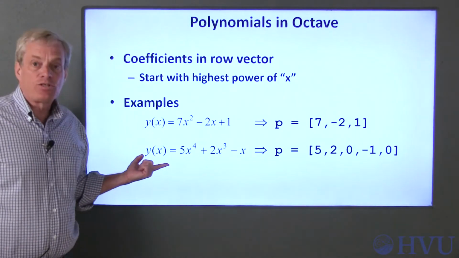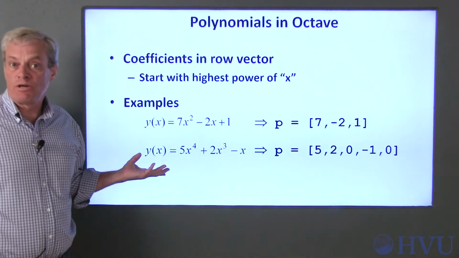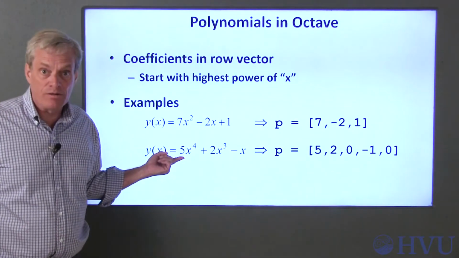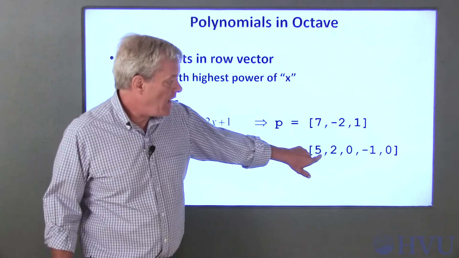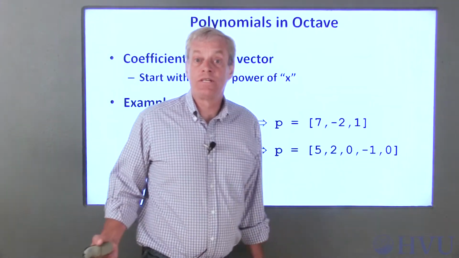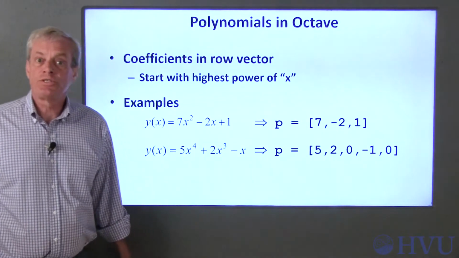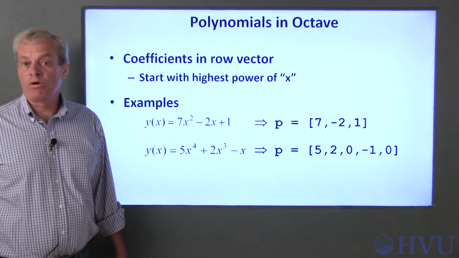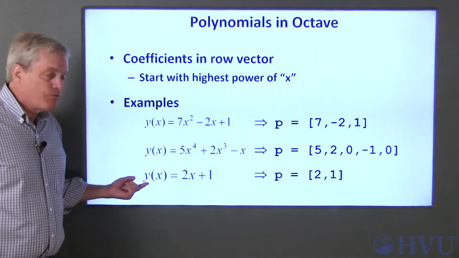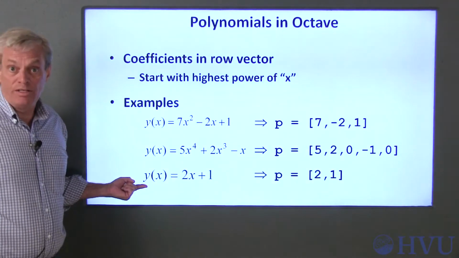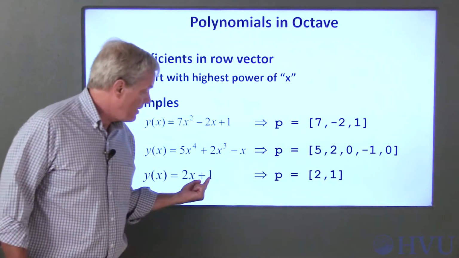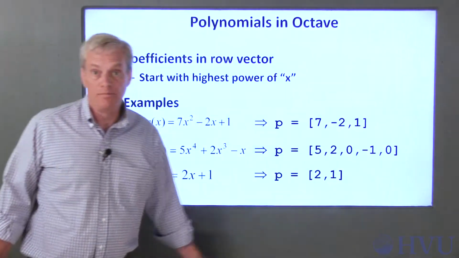This polynomial has coefficients that are 0 for the x squared and constant terms, since those terms don't exist in this equation. So the coefficients are 5, 2, 0, negative 1, and 0. The zeros are required as placeholders so that Octave can keep track of what power of x corresponds to the non-zero terms. The equation for a straight line, which is a first order polynomial, has only two terms. The slope is the first term and the y-intercept is the second.